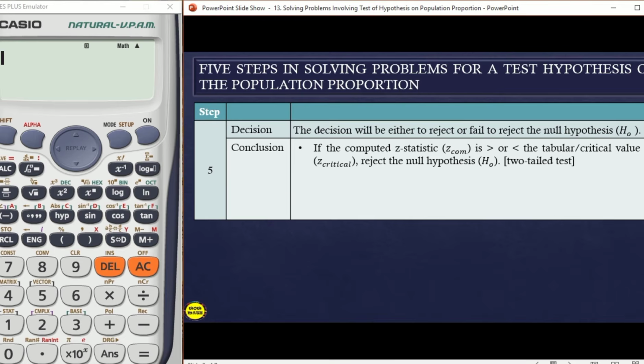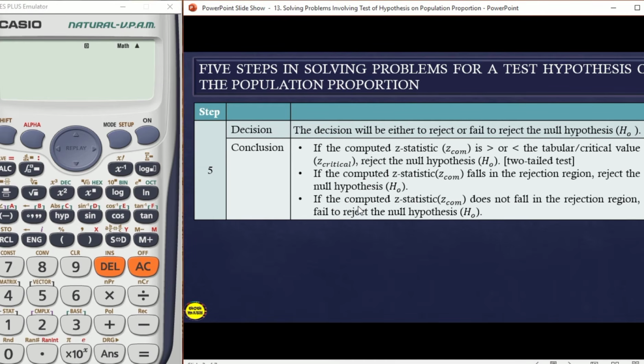So tatandaan itong tatlo na to. If the computed value is greater than or less than sa critical value, i-reject natin yung null hypothesis. And then, kapag yung computed value natin falls in the rejection region, ibig sabihin, reject the null hypothesis. So, ang magiging decision natin doon, we reject the null hypothesis. At kapag ang computed value naman natin nasa acceptance or non-rejection region, we fail to reject the null hypothesis.